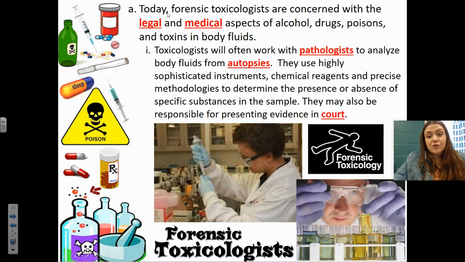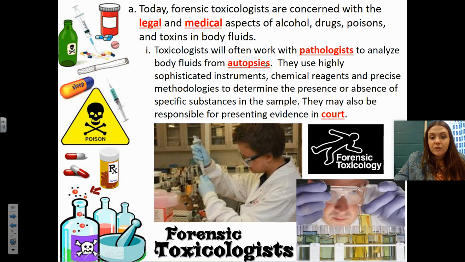Today, forensic toxicologists are concerned with legal and medical aspects of alcohol, drugs, poisons, toxins, and body fluids, as well as alcohol. That's all a part of this. People tend to forget that it's a drug, but it's in the drug category. Toxicologists will often work with pathologists, the people who do autopsies. A lot of times they're working together, because the pathologist will send over samples to a toxicologist to run a tox screen to see what kind of toxins were in that person's body.